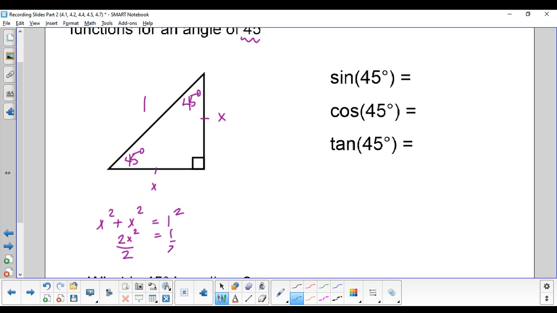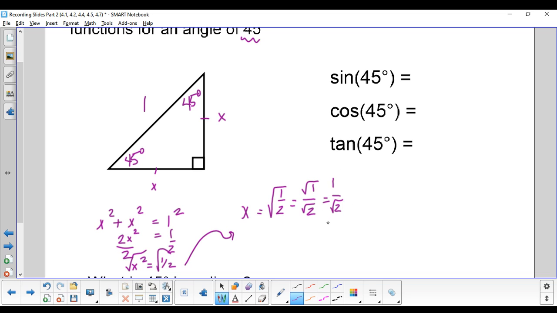Dividing both sides by 2, I get x squared equals 1/2. And last but not least, taking the square root of both sides, I end up needing to do a little bit of work with radicals. So we get x equals the square root of 1/2. Now, if you remember, we can take the square root of the top and bottom number separately. The square root of 1 is 1. The square root of 2, I can't simplify, so I leave it as the square root of 2.